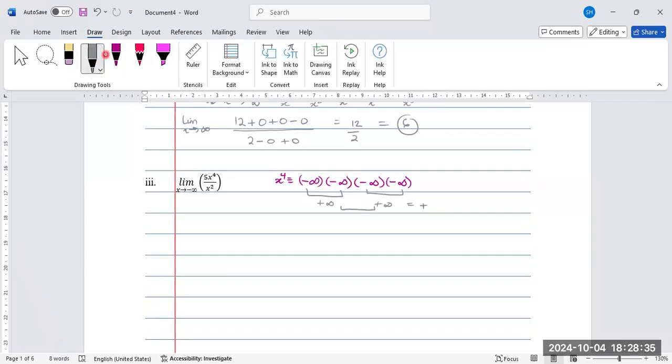Yes, sir. Yes, sir. I get it now. Good job. And then now I have 2 of the x squared. So when I multiply these two, I'm going to get positive infinity. So it's going to be positive infinity over positive infinity. You follow me? Yes, sir. So if the x was cubed, it would be negative infinity over negative infinity. Very good.